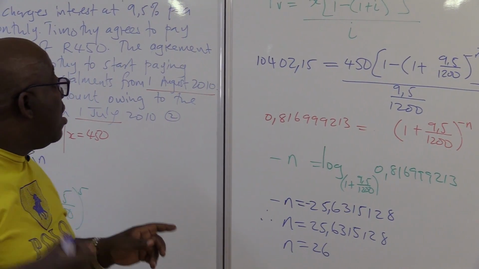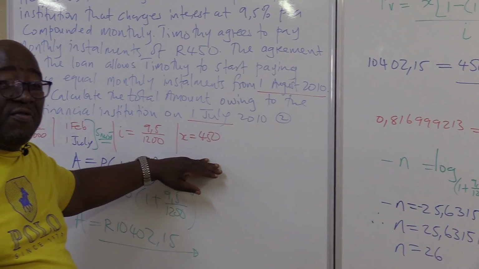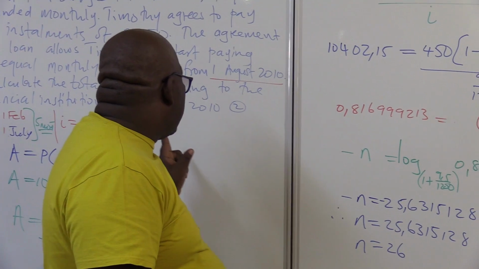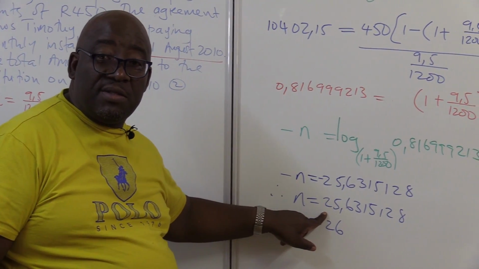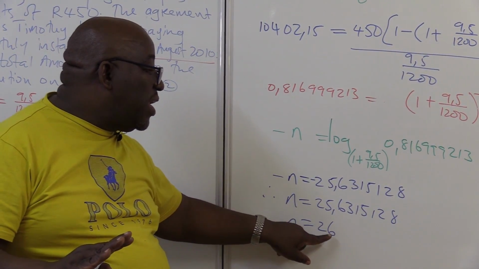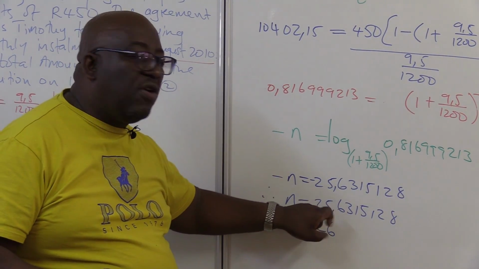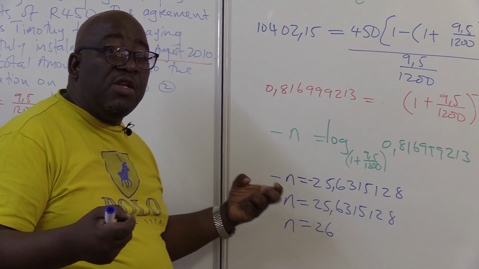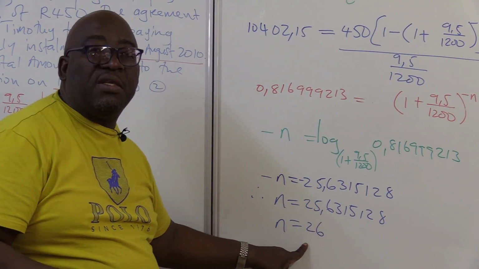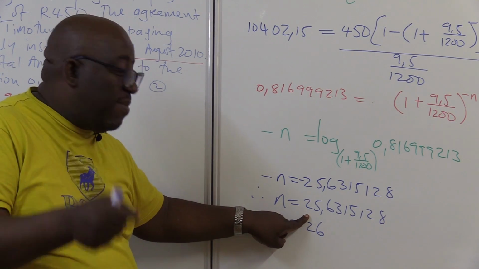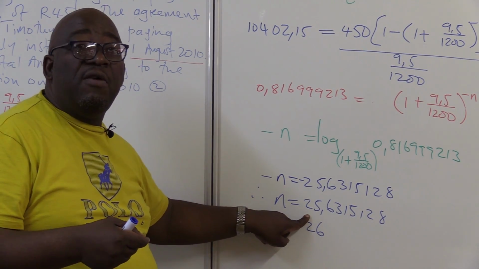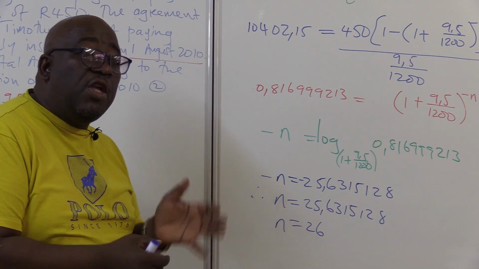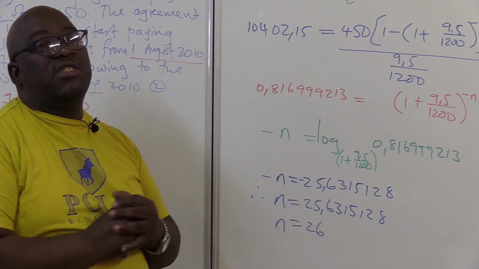Remember, this guy is paying how much per month? He's paying 450 regular payments. Now, this is saying to me, this guy paid 25 full installments. That's what it means. On the 26th month, he was paying just a fraction of the 450. He was paying 0.6315128 of the 450. So the actual payments that he made were 26. Even though he made 25 full payments, on the 26th month he did not pay 450. He paid an amount which is less than 450, which is about 0.63 of the 450. So the actual payments that he made was 26 payments.